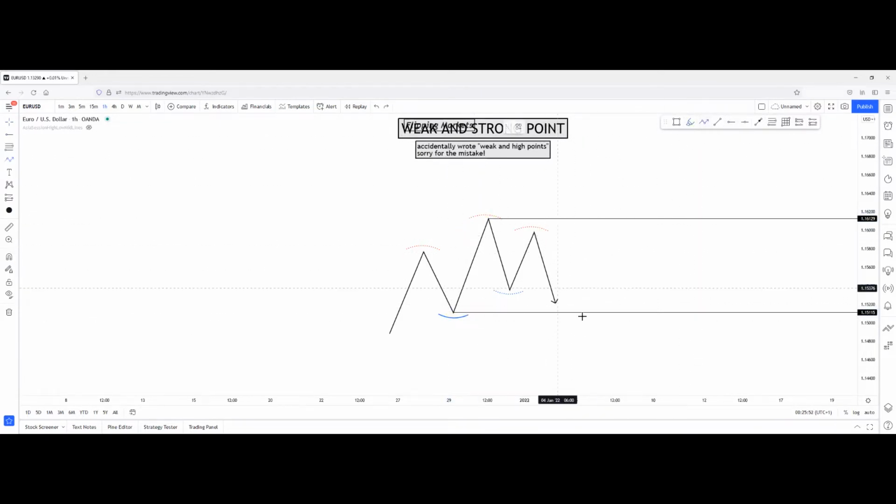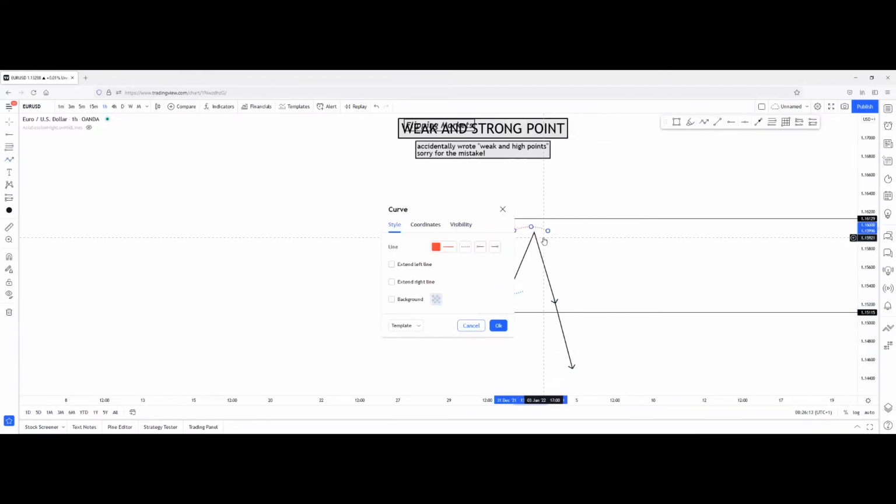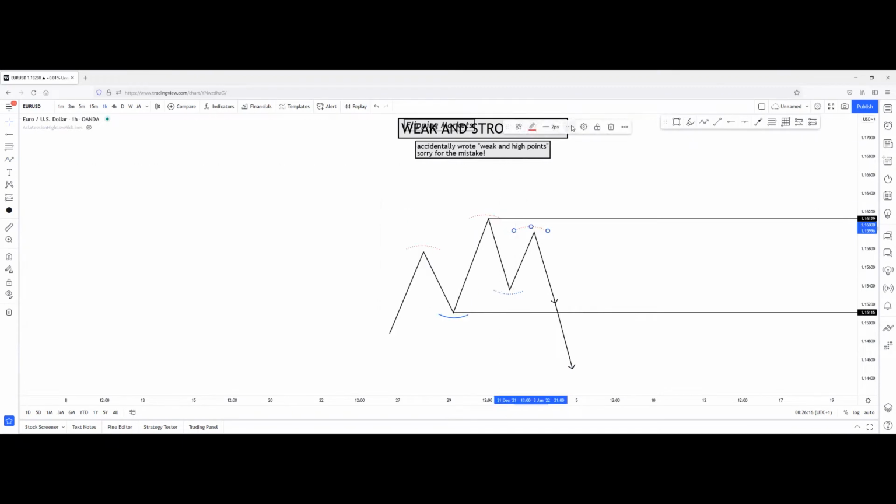As soon as price breaks through this last weak high point, a strong low will be formed. As you can see, this low broke through the last weak high point, so this proves this low is strong. The second scenario is if price breaks through this last strong low point, this high will become strong from weak. So if price breaks through the last strong low point, this high became strong from weak.